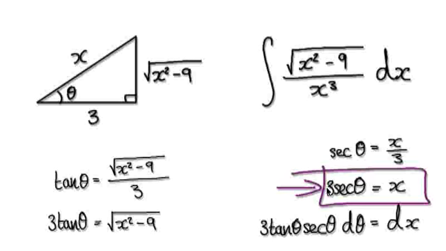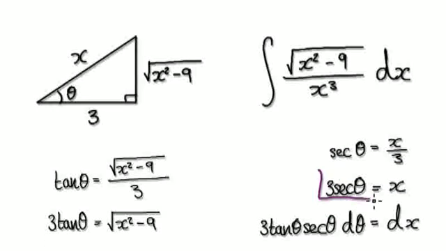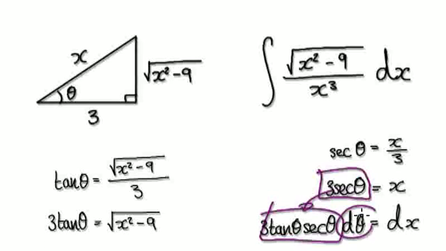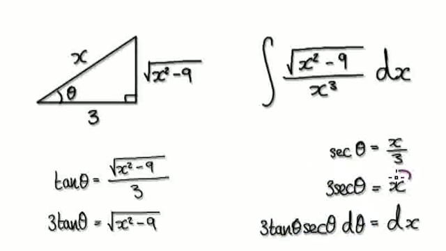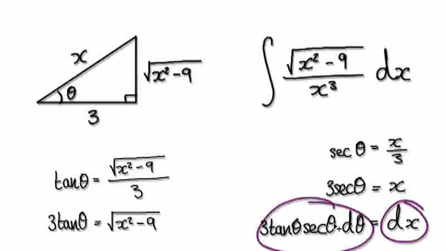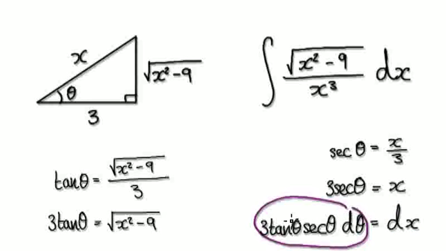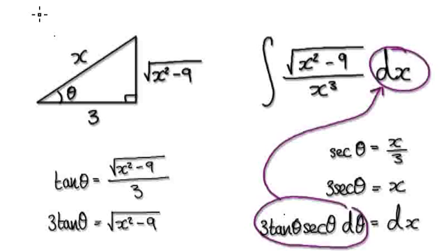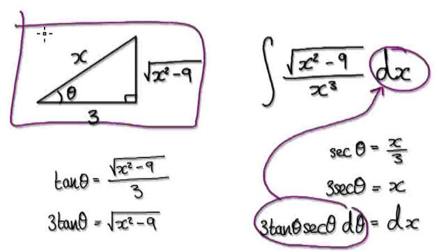Once you are here, differentiate both sides. When you differentiate this, it will give you this. Then you've got your d theta. Differentiate this, then you've got 1, but then it will be dx. So dx equals this thing here. Now we can put this into the dx.